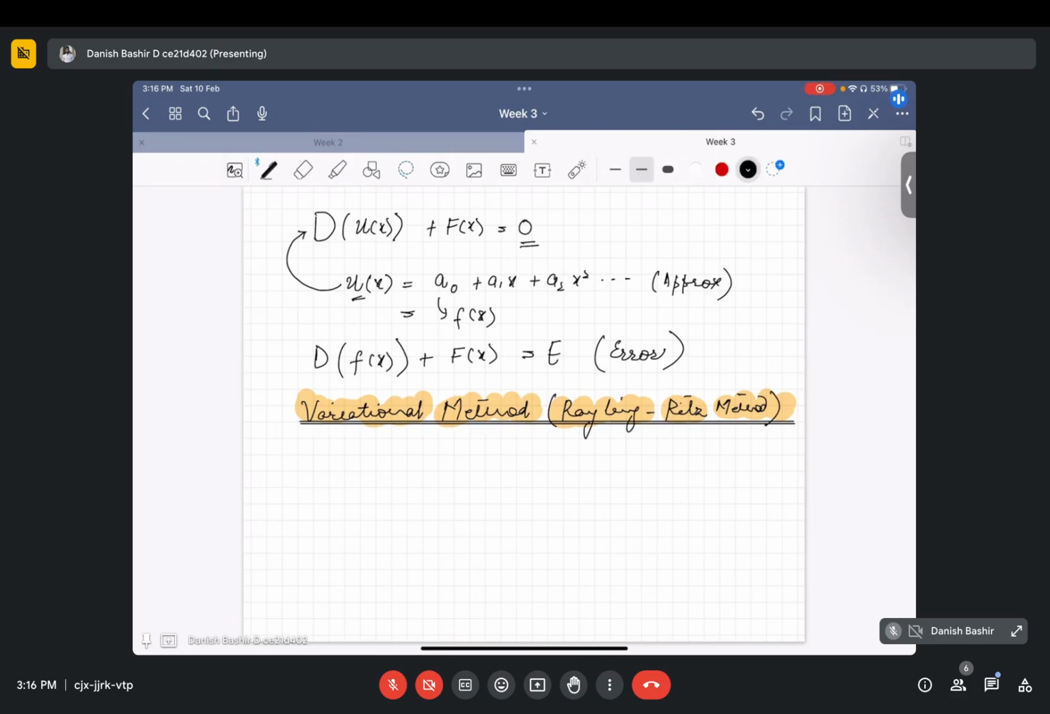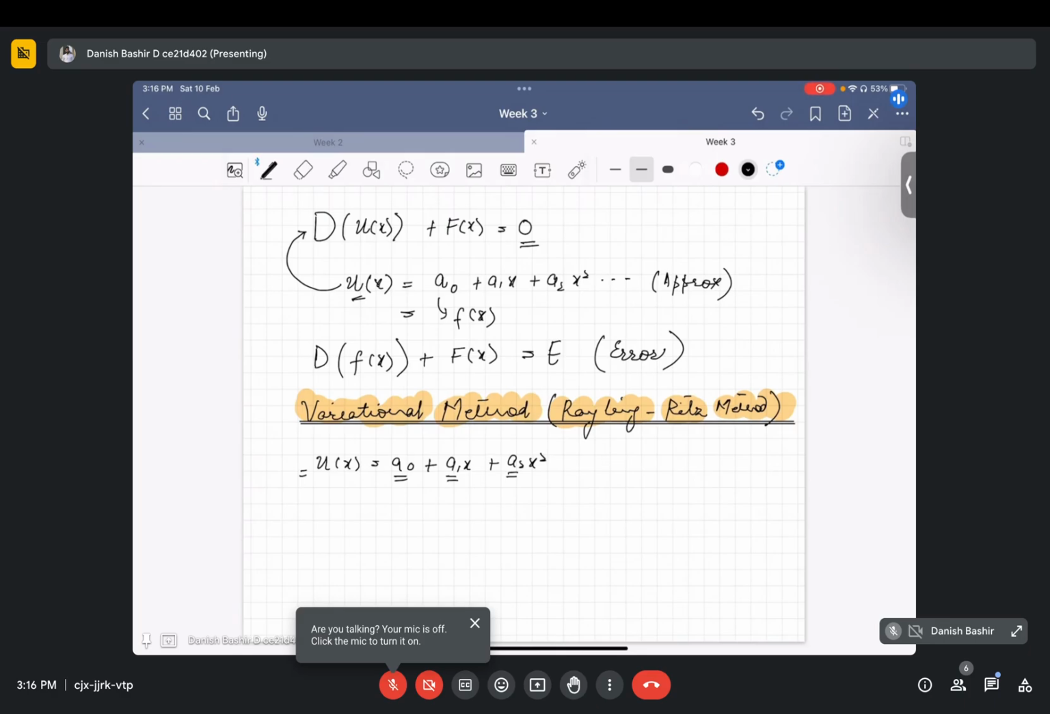In the variational method, I told you we first assume an approximate solution. For example, we assume u of x equal to a naught plus a1x plus a2x square, because we assumed this solution in the previous problem. Our aim is that when we put this approximate solution in the differential equation, the error we get should be minimum. That error will be minimum when we minimize it with respect to the unknown constants a naught, a1, and a2. So all of this is a minimization problem.